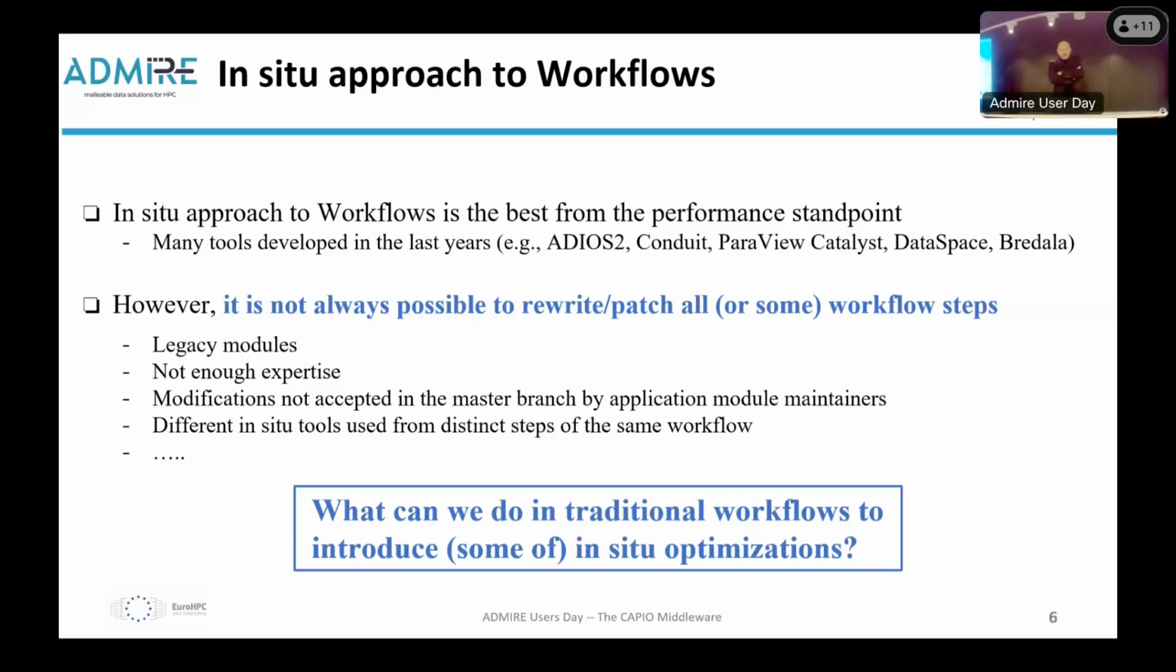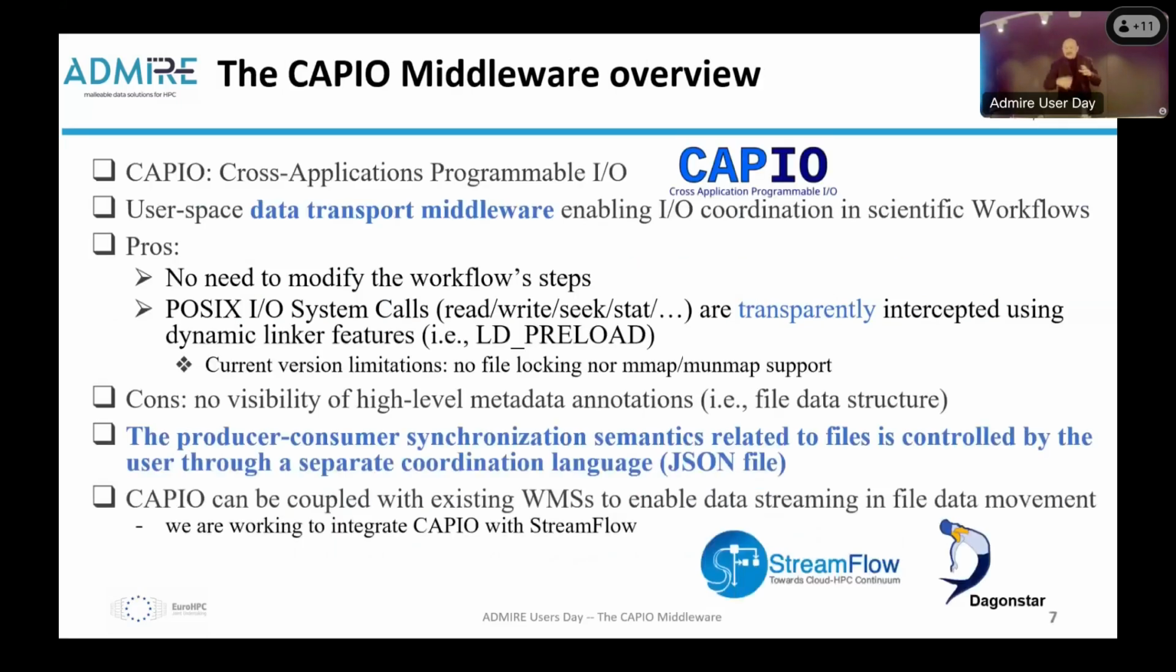And so what can we do in a traditional file-based workflow to introduce optimizations that are present in in situ workflows without touching the code? In this context CAPIO was born. CAPIO is a data transport middleware enabling I/O coordination, and it allows introducing some of the optimizations of in situ workflows without touching the code.